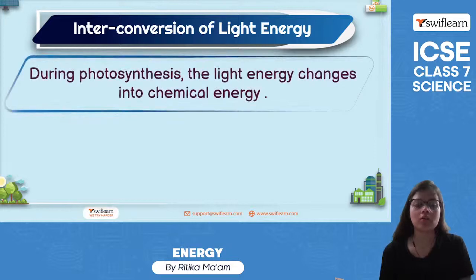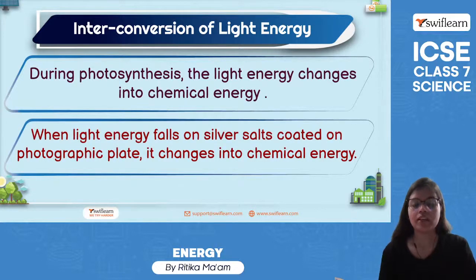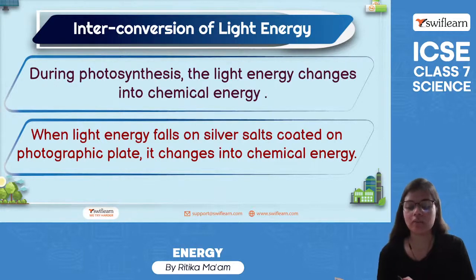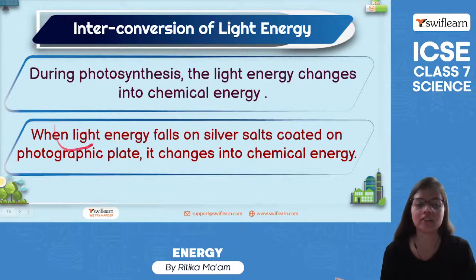Now talking about light energy. What is happening in light energy? Let's take an example of a very simple process, photosynthesis. In photosynthesis we take in the light. So light energy is changing into chemical energy, and that is how the plants are able to prepare their own food. Next, when light energy falls on silver salts coated on a photographic plate, it changes to chemical energy. So again here light energy is changing into chemical energy.